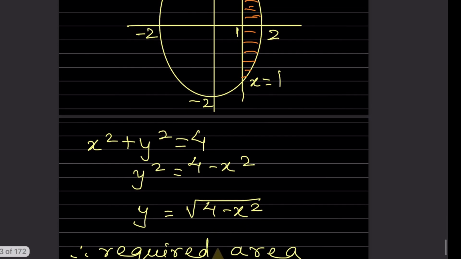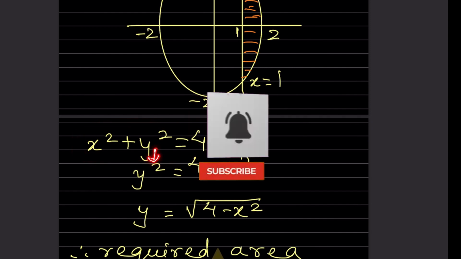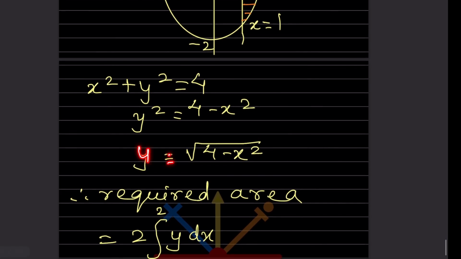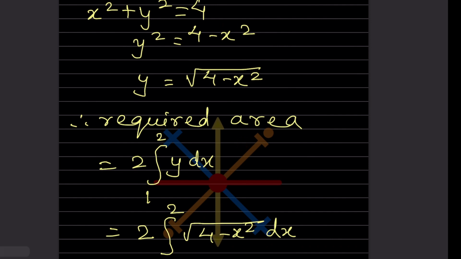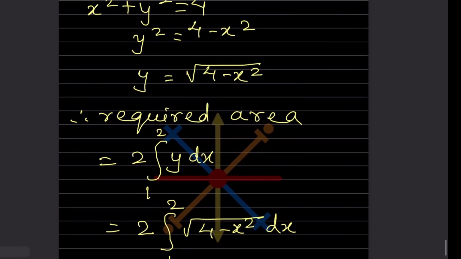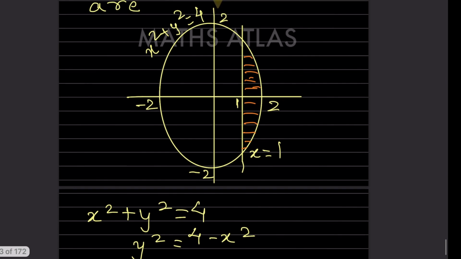So now we have the equation x square plus y square is 4. From that, we can find y square. We can take y square over here. This 4 will be as it is, and this x square will go to the other side, so it will be minus. So we will find out what y is first. When we square both the sides, y will be root of 4 minus x square. So now we have the required area, that is 2 here, and we are going to take y dx, here 1 to 2.